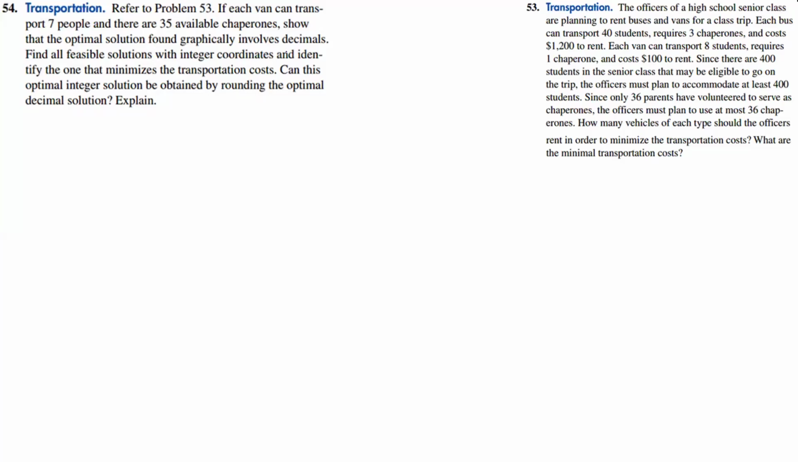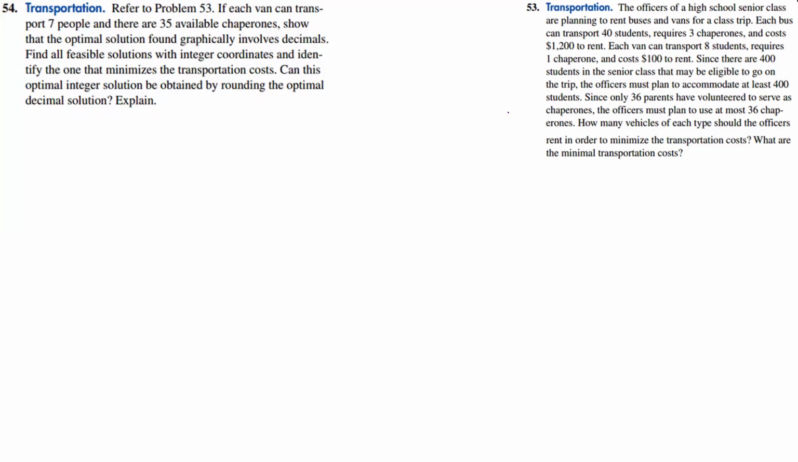All right, so on this one, we're supposed to refer back to problem 53. So let's read it first. Problem 53 says, the officers of a high school senior class are planning to rent buses and vans for a class trip. Each bus can transport 40 students, requires 3 chaperones, and costs $1,200 to rent. Each van can transport 8 students, requires 1 chaperone, and costs $100 to rent.